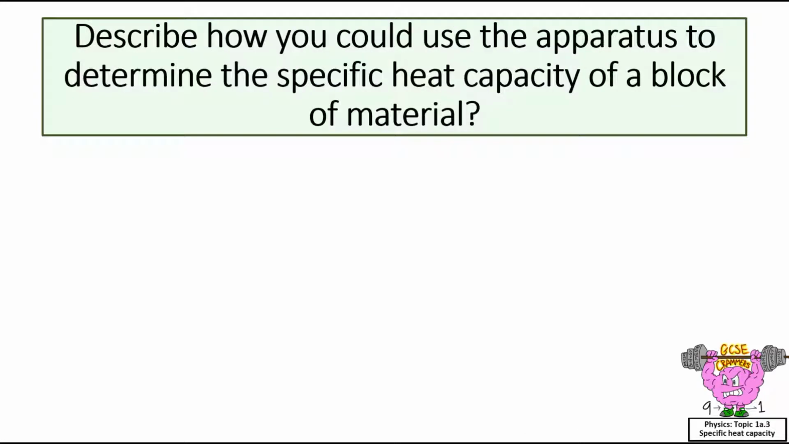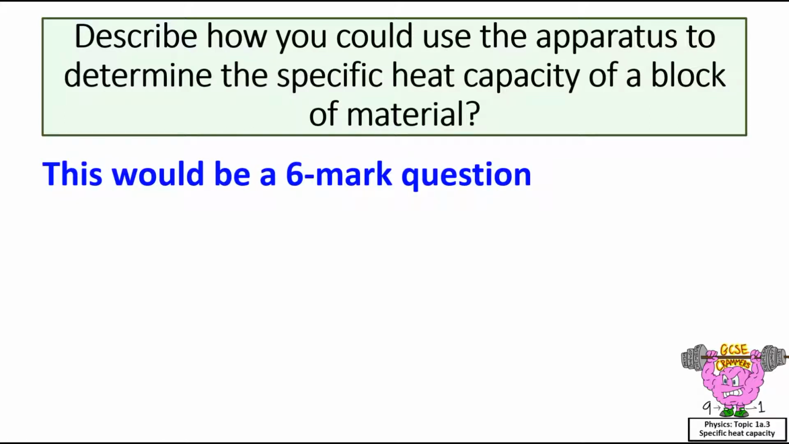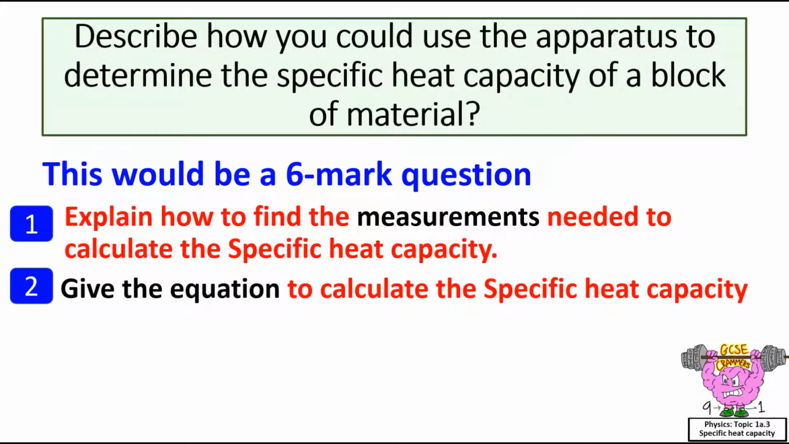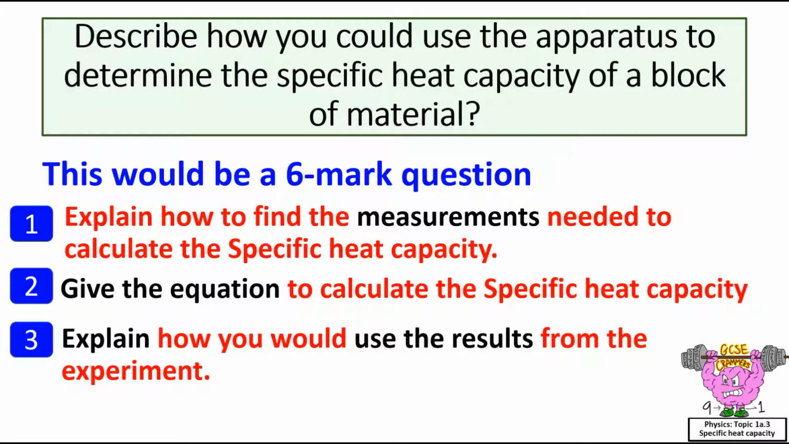Describe how you would use the apparatus to determine the specific heat capacity of a block of material. This would be a 6-mark question, so what are the examiners wanting you to include in your answer? Explain how to find the measurements needed to calculate the specific heat capacity. Give the equation to calculate the specific heat capacity. Explain how you would use the results from the experiment. And finally, state a safety point.